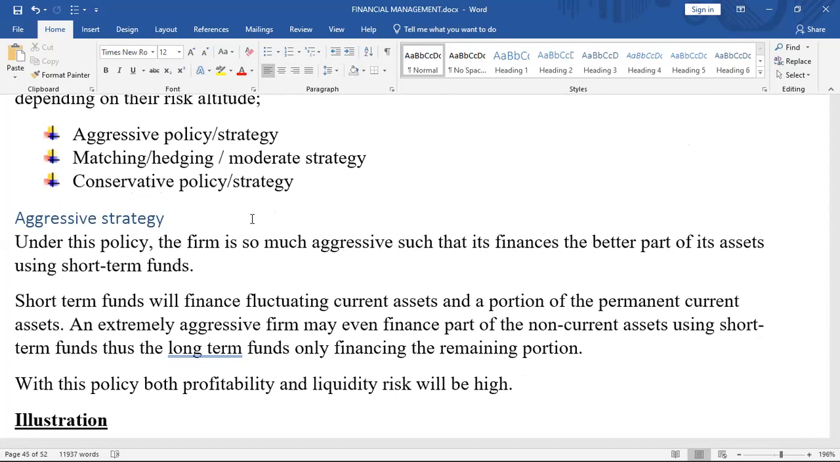assets. But sometimes you might be asking a very simple question: what are short-term funds, and where can an organization get them? The short-term funds refer to money that has been borrowed for a short time, usually less than 5 years.